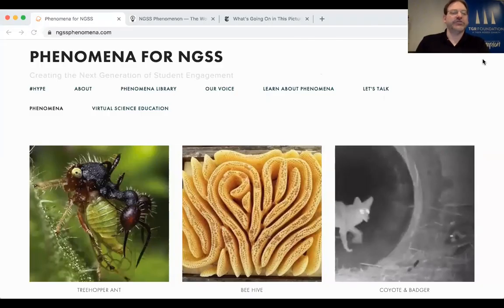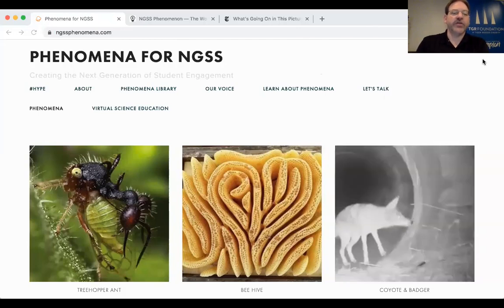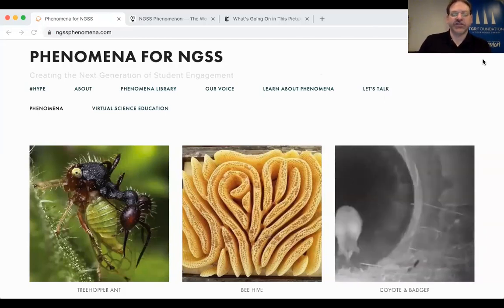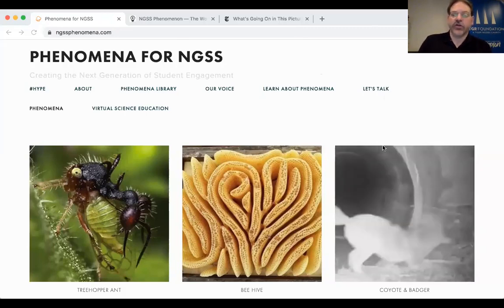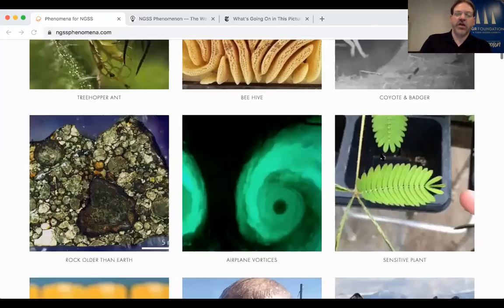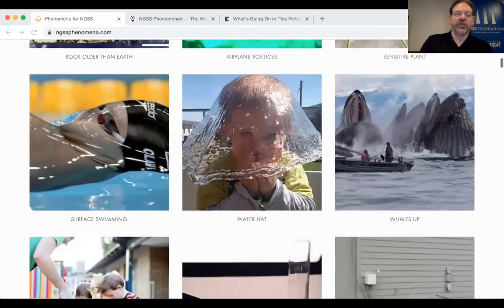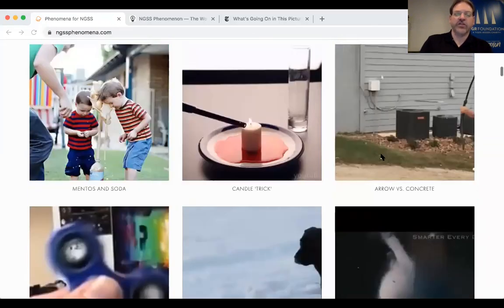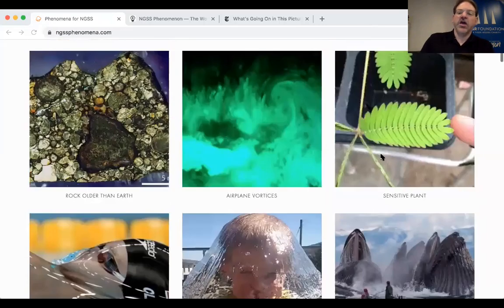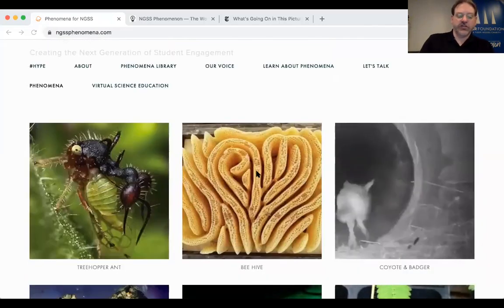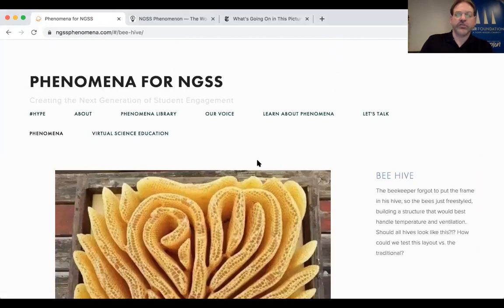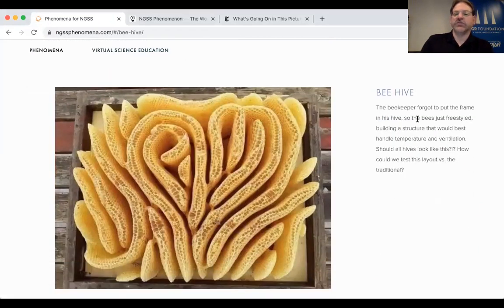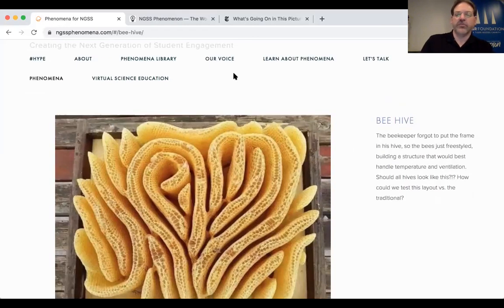Okay, so the first resource I want to share with you is called Phenomenon for NGSS, for the Next Generation Science Standards. And this is a great website that has a phenomenon library of pictures and video. They give you some great things that you can bring in to look at different phenomenon in your classroom depending on what you're teaching. And if you click on one of the pictures, you see our beehive here, it gives you some context as to what's happening. So it helps you incorporate it a little bit better into your instruction.